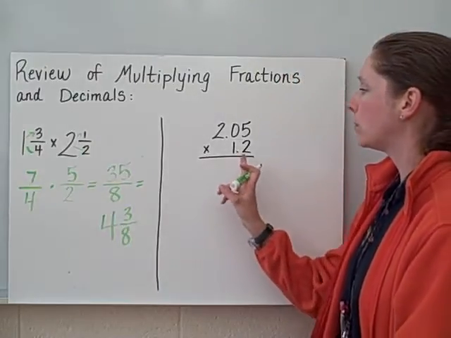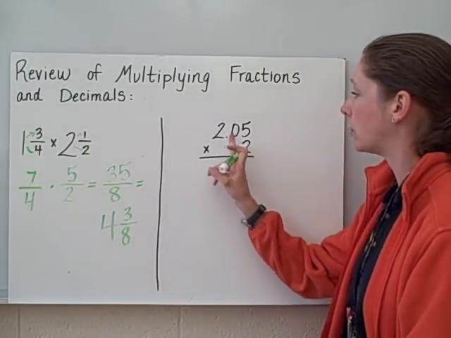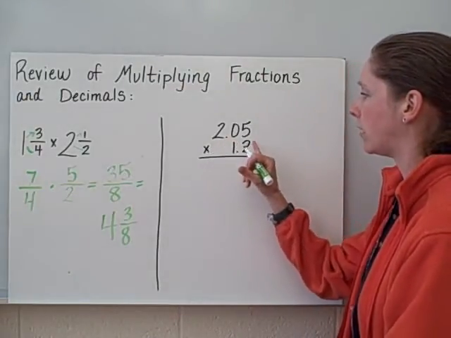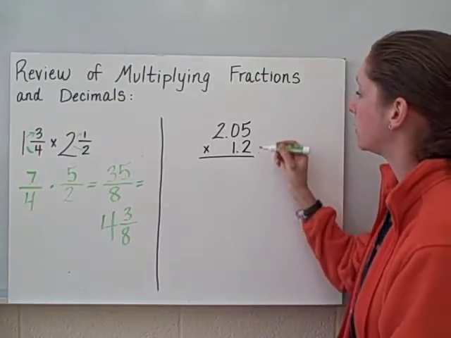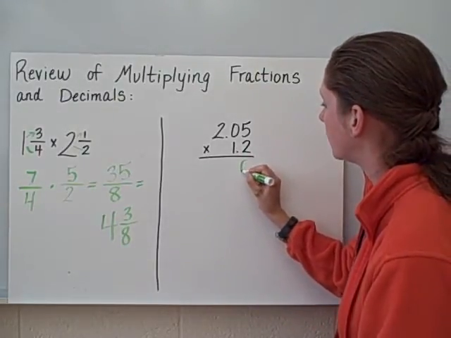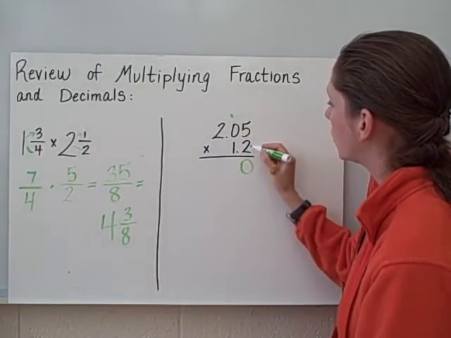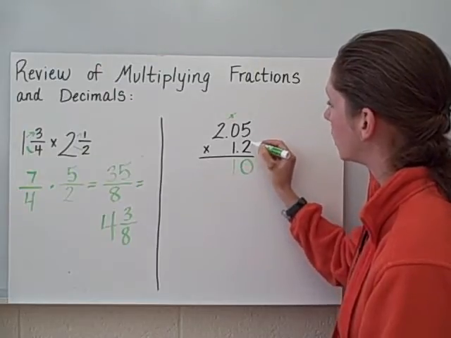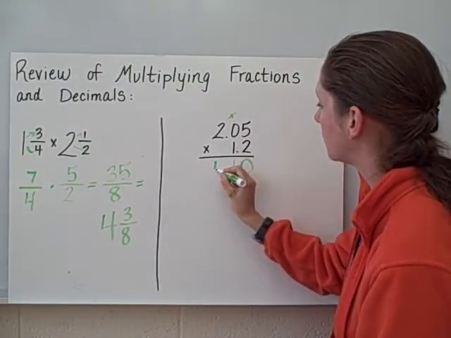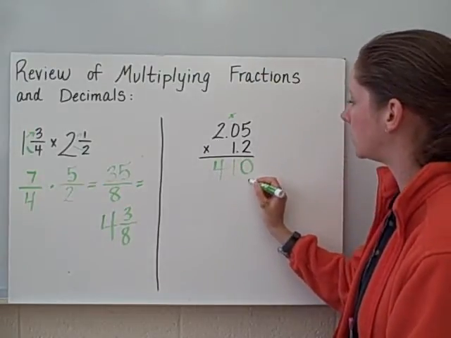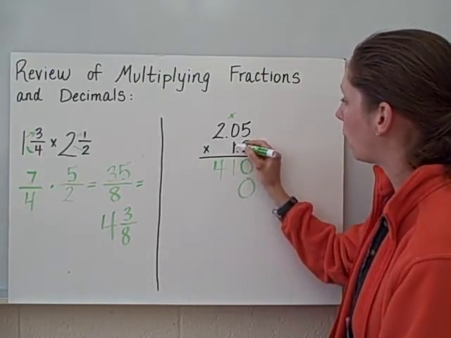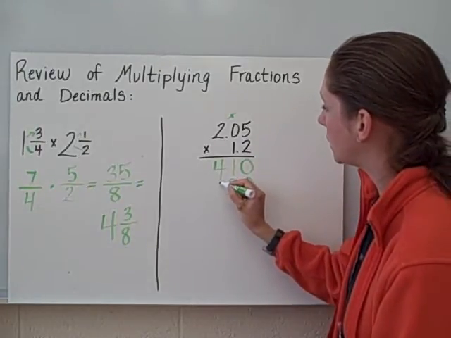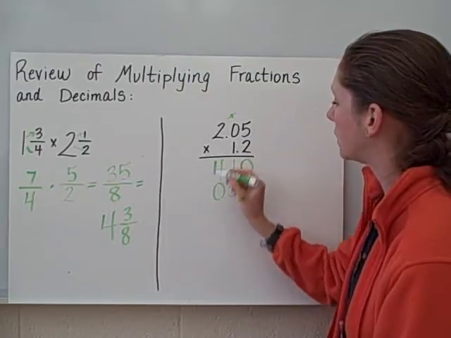Okay, for decimals, remember, I like to think of it as ignoring the decimal point at the beginning and then thinking about it at the end. So imagine if we were multiplying 205 times 12, you know how to do that. So 5 times 2 is 10, carry our 1. 2 times 0, 0, plus 1. 2 times 2 is 4. For the second line, we need a 0 as a placeholder. 1 times 5 is 5. 1 times 0 is 0. And 1 times 2 is 2.